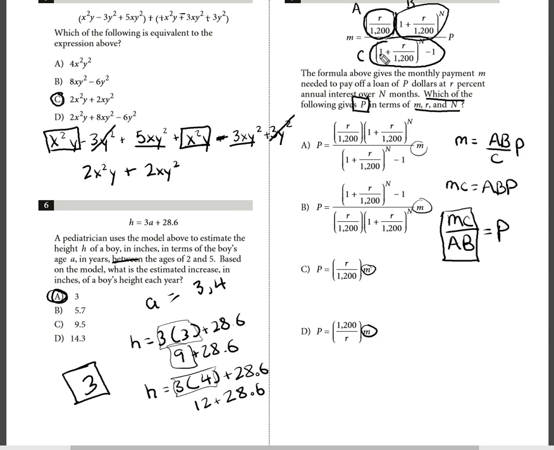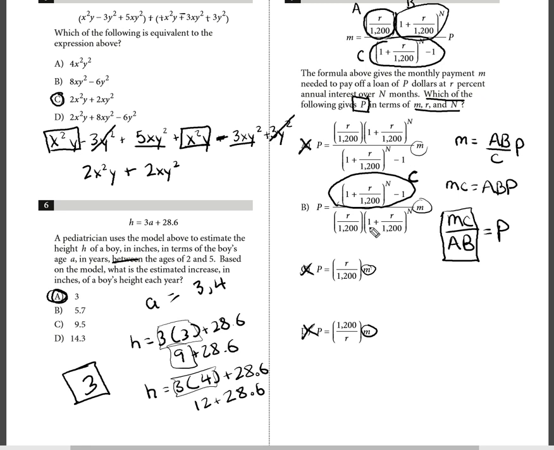C is 1 plus R over 1200 to the power of N minus 1. We don't have the minus 1 here. It's on the bottom, so A is wrong. We have it right here. Good, that checks out. No, don't have it. Don't have it. Right away, we're done. Let's just keep going just to make sure we're correct.